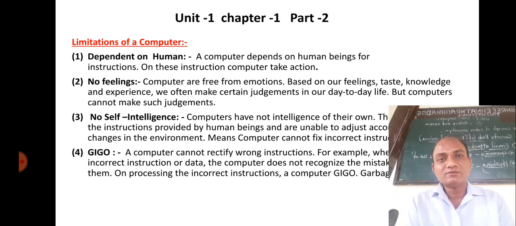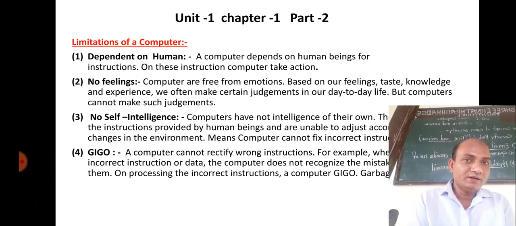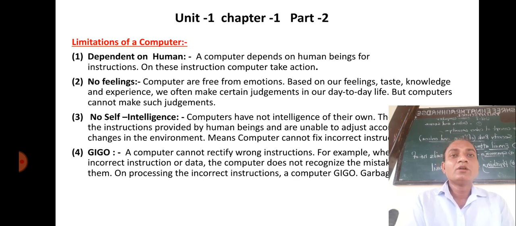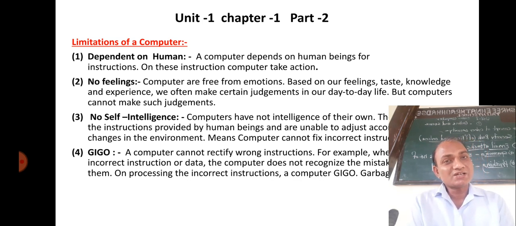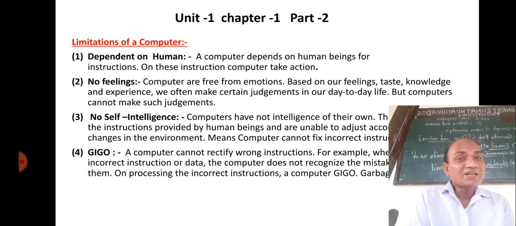There are four limitations of a computer. First is dependent on human. Dependent on human means what? A computer depends on human beings for instruction. On this instruction, the computer takes action.